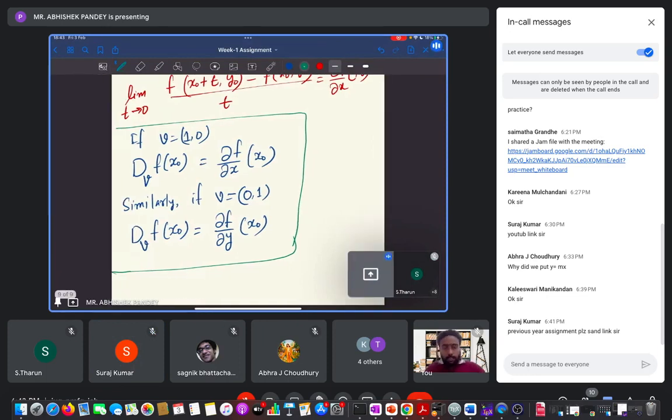So in the later class, we will see the relation between directional derivative, partial derivative, and differentiation, how the existence of one implies the second, whether it is true or not in general. Those things we will see. Even how these things are related with the continuity. Okay.